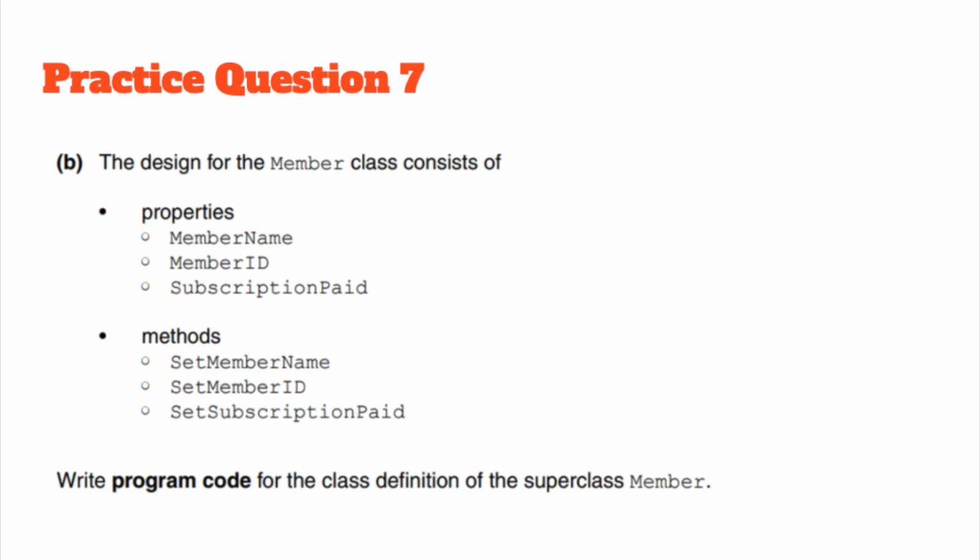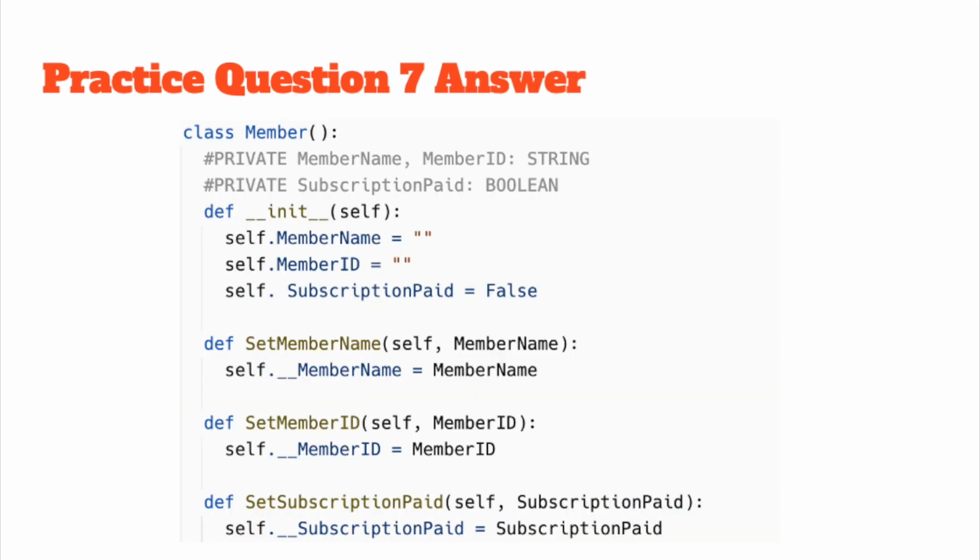You should know how to do a class, you should know how to initialize a constructor, and you should also know how to do setter methods. Now on screen you see a possible solution. You've got the member class, which has a few private variables. We define the constructor. We said member name is equal to empty, member ID is equal to empty, subscription paid is equal to false because it's a Boolean. We then set the member name to member name, set the member ID to member ID, set the subscription paid to subscription paid. These are parameters that the user will enter.